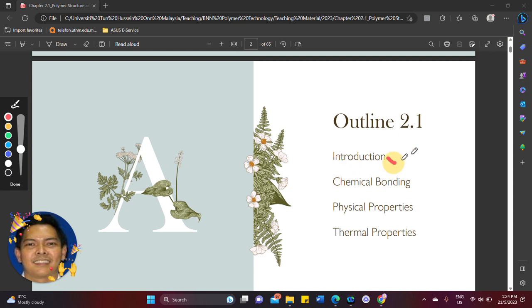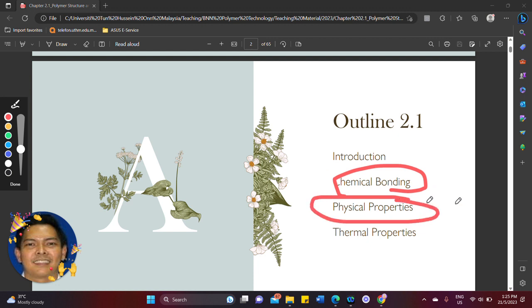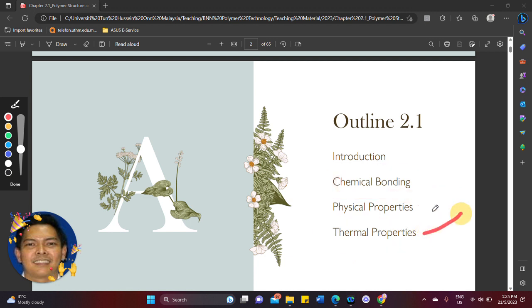First of all is the introduction of the polymer properties, polymer structure, and how each polymer differs in structure from one polymer to another. Then the chemical bonding involved in each polymer structure that develops the polymer properties itself. Then we will look into the physical properties of the polymer, and the last one is the thermal properties of the polymer. Both properties have great impact on the usage of the polymer in certain applications.